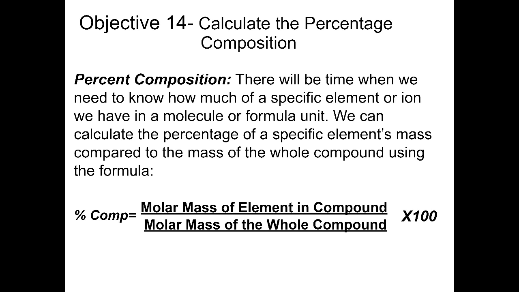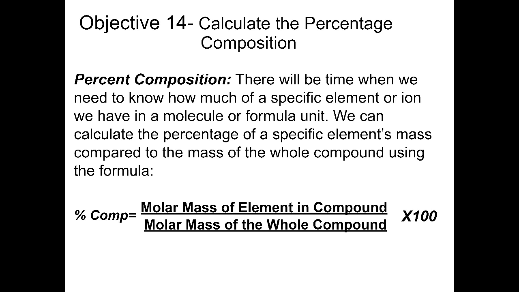So 2 divided by 18 is 1.111111, times 100 would be 11%. We're looking at 2 sig figs. 11% of H2O is hydrogen. Now, we could do this entire process again for oxygen, using the molar mass of the whole compound, and oxygen's a little easier because there's only one of them, so it'd be 16 divided by 18.